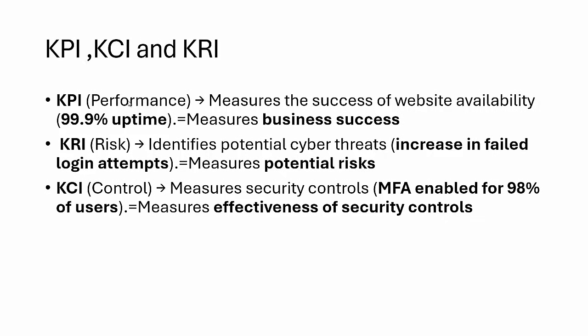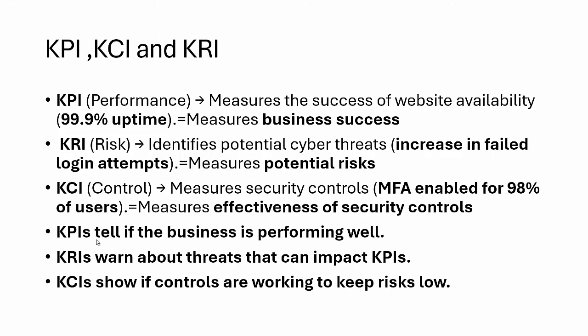So let's understand in more layman terms. Here we can see KPI measures the success of website availability. KPI is introduced to measure the business success. So my expectation was 99.9% uptime. KRI identifies potential threats. If there is an increase in login attempts, it measures the potential risk. And third is KCI, which measures the security control, like MFA enabled for 98% of users, which measures the effectiveness of the security control. So in layman terms, KPI tells if the business is performing well. KRI warns about the threats that can impact the KPI. And KCI basically shows if the controls are working to keep the risk low.